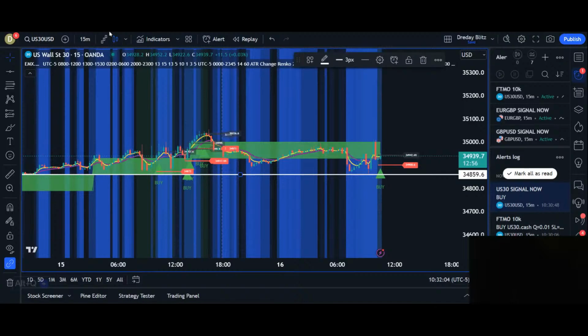Yeah, so I'm just checking out the automation at the same time, but everything is working good. So great. Any other market that you want me to look at?